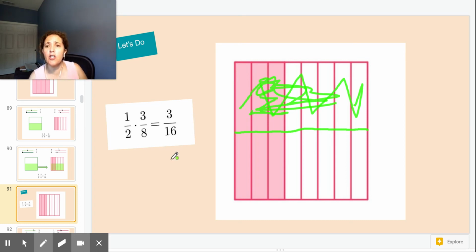So this is just another way to see what's going on with our fractions. Remember I told you you're taking a part of a part. You have 3/8 and you're taking a part of that. You're taking half of the 3/8. That's what's going on.